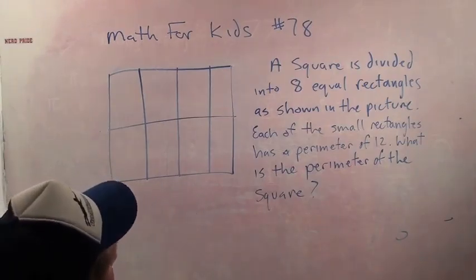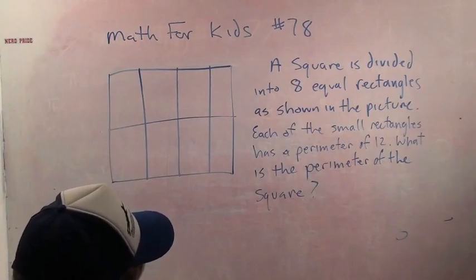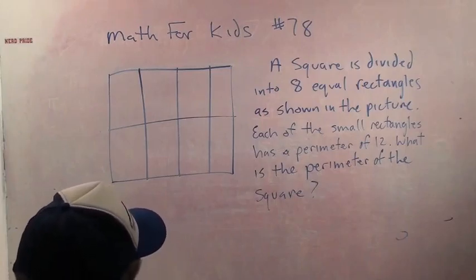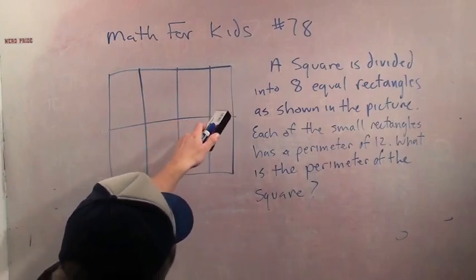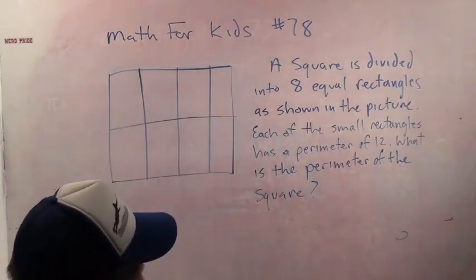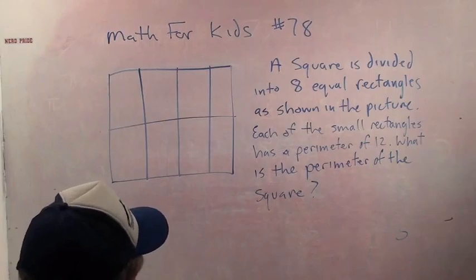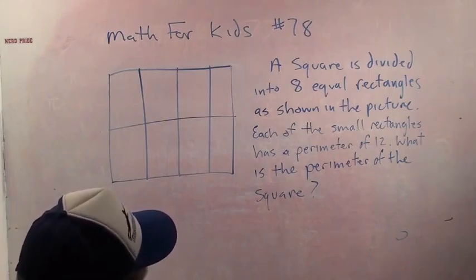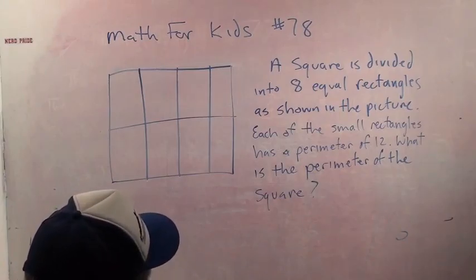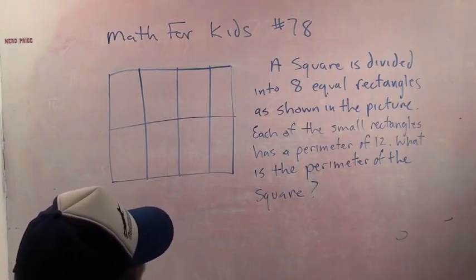Okay, awesome. Now I didn't draw this super well, but the problem says a square is divided into 8 equal rectangles, as shown in the picture. So this thing's supposed to be a square, and all 8 of these rectangles are supposed to be exactly the same. Each of the small rectangles has a perimeter of 12. What is the perimeter of the square?